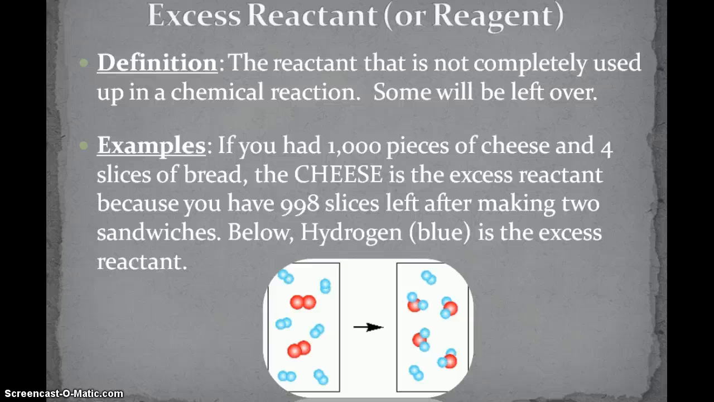Below, the hydrogen, which is blue, is the excess reactant or reagent. So we have all of these blue atoms and only these red ones. Once we combine them, we have a bunch of blue atoms left over, or excess.